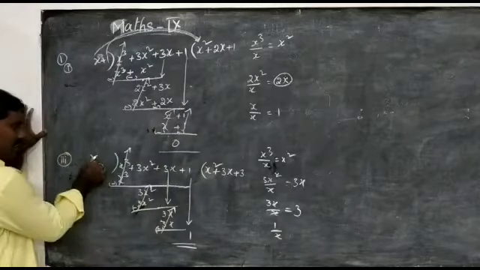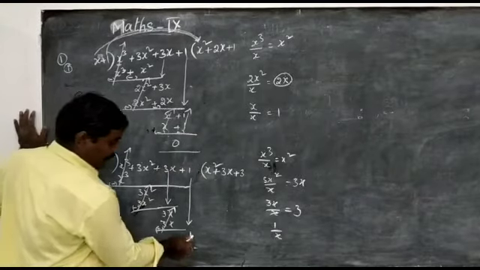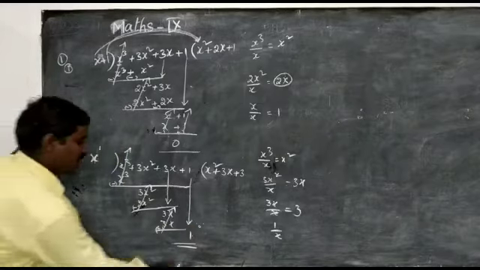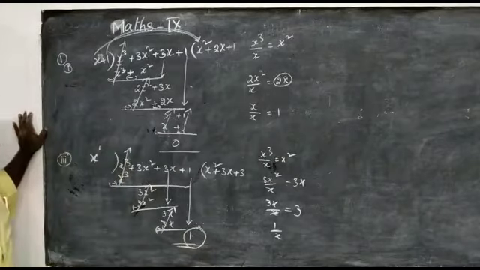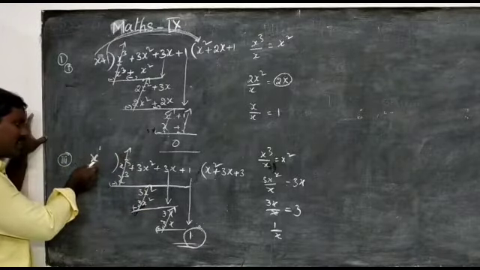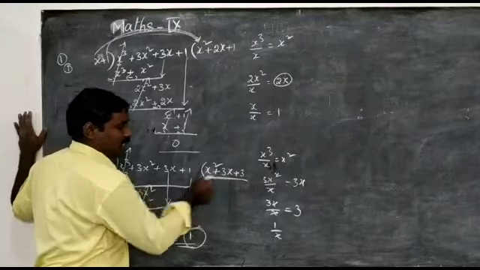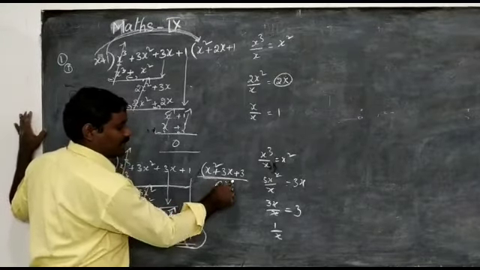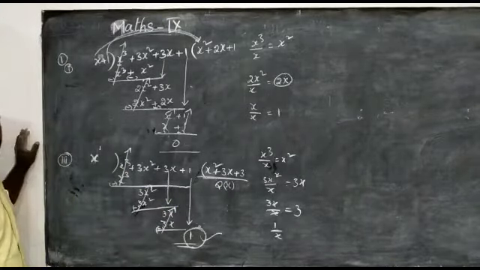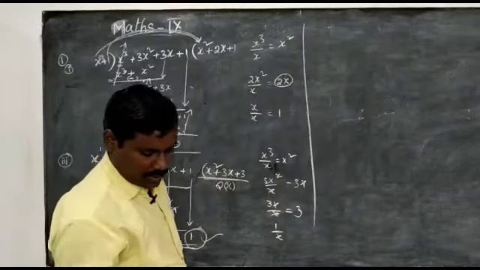Here observe, the degree of dividend is 1, the degree of remainder is 0. By the remainder theorem, this is the remainder of the given polynomials. Now dividend divided by the divisor x, we get the remainder 1, and the quotient is x square plus 3x plus 3, and the remainder is 1. Like this you have to complete the first Roman, and we are going to the second Roman.